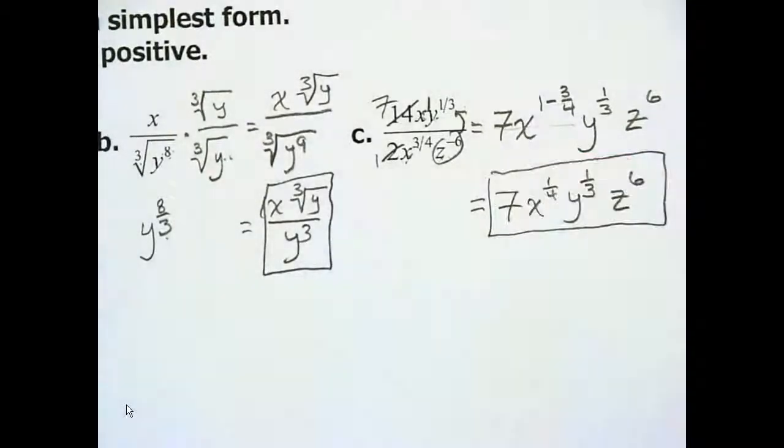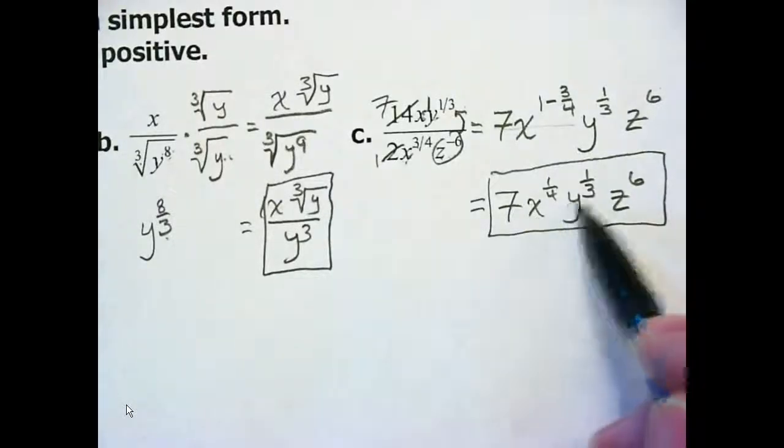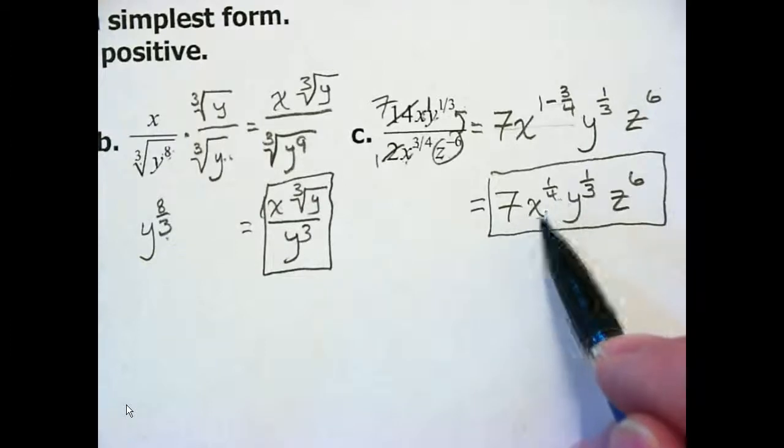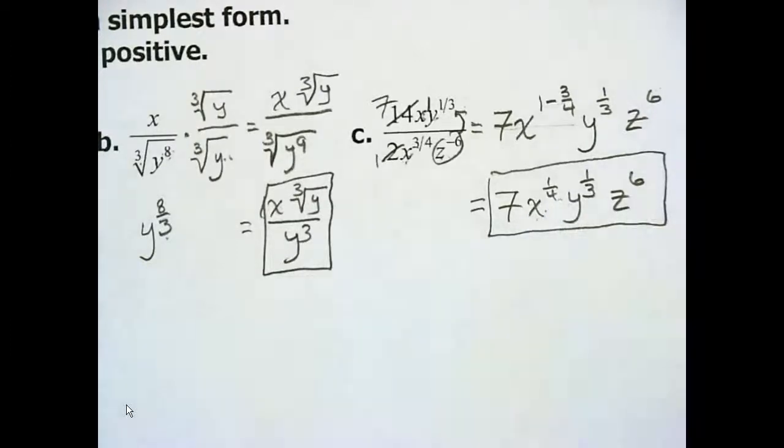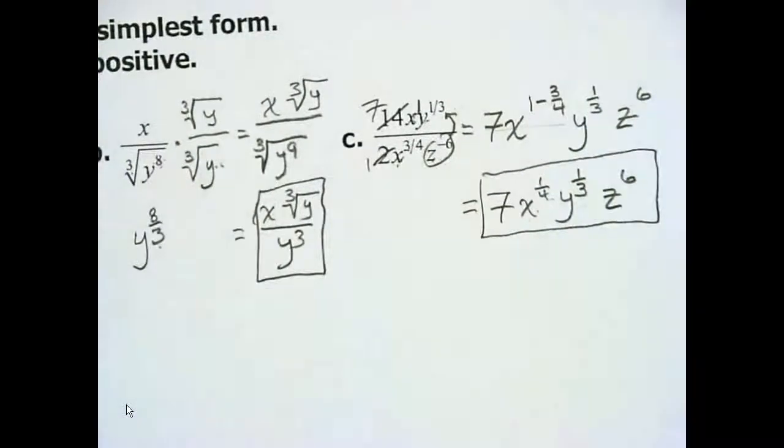Hey, remember, that's already simplified because there's no radical in the denominator. There's no radical under a fraction. And you can't find a perfect fourth degree that goes into x, third degree into y. Okay, so we're good. All right, your assignment is to finish that page.